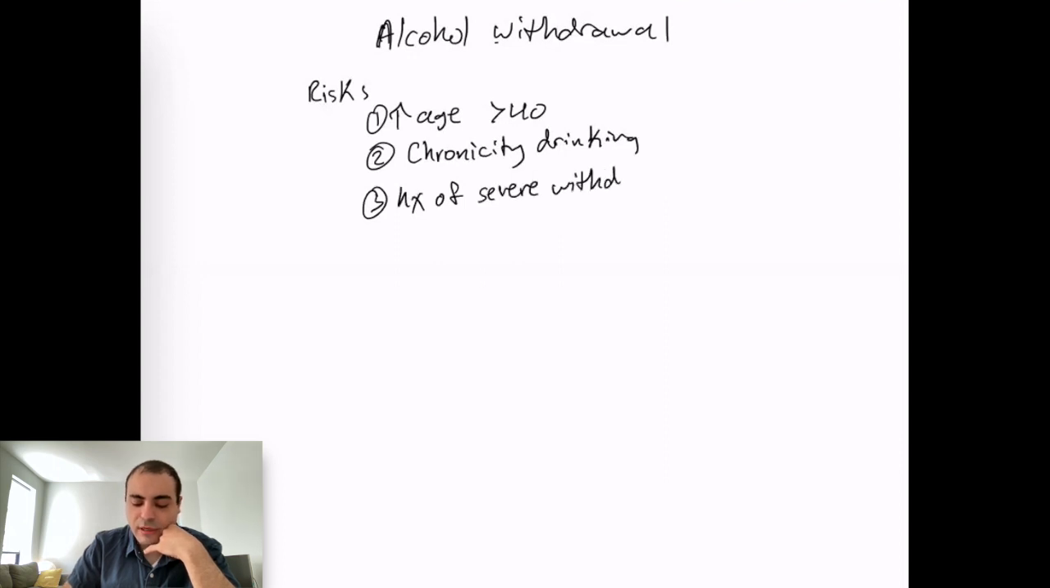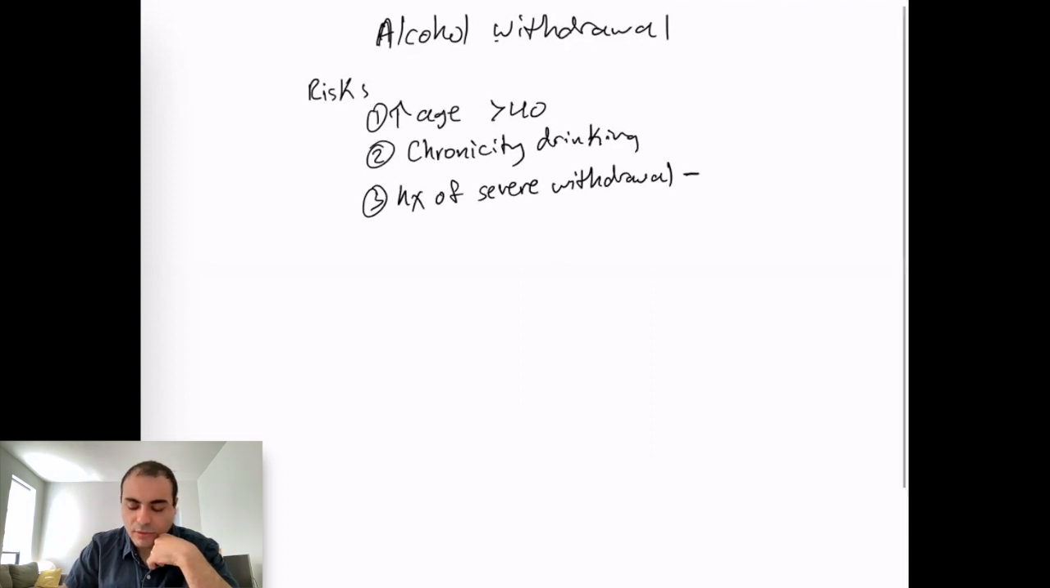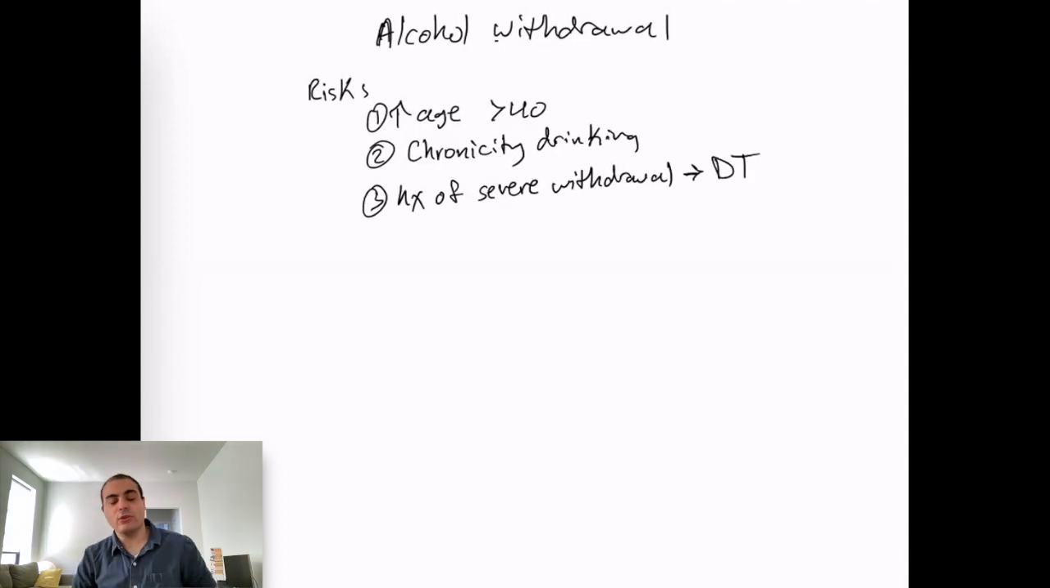Chronicity of the drinking. And then finally, if they have a history of severe withdrawal. What do you call severe alcohol withdrawal? When they start seizing and become delirious. Do you know the term? Delirium tremens. Delirium tremens, okay. So DT. Essentially, you have to dig into the history and see if the patient ever had delirium tremens. And this is probably the most important one because it is a predictor of whether the patient might have delirium tremens or not.